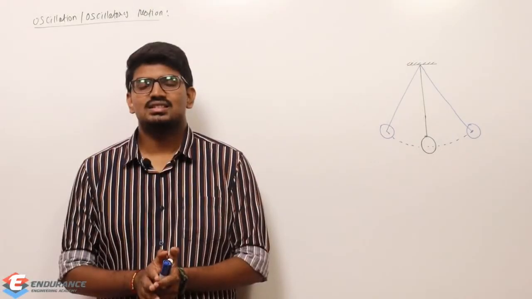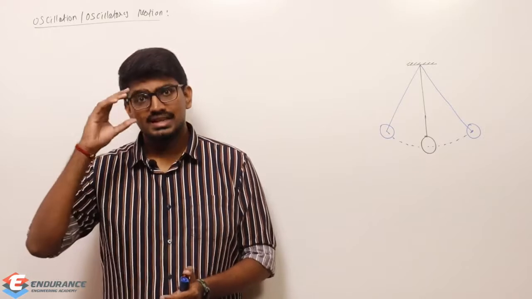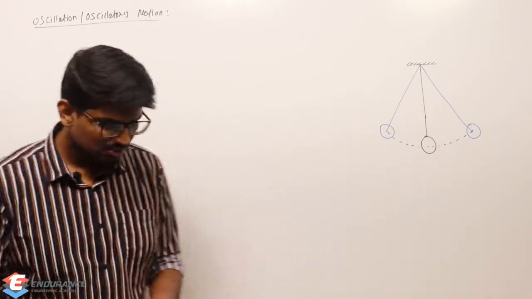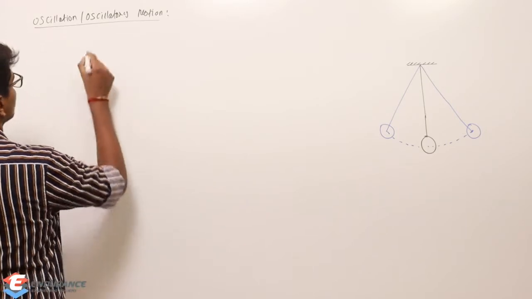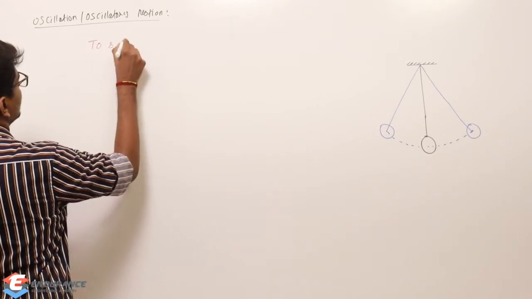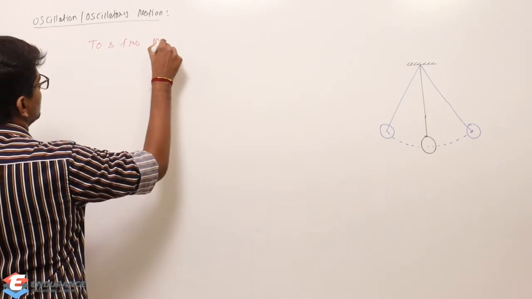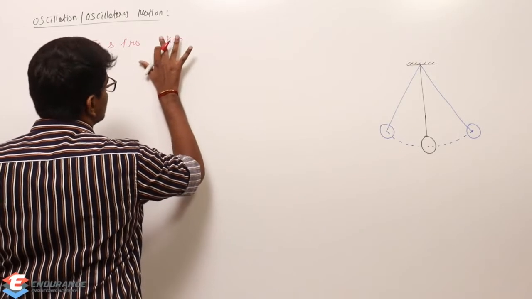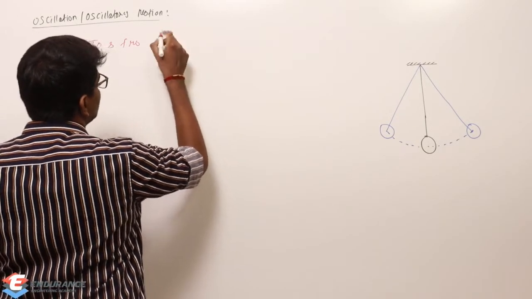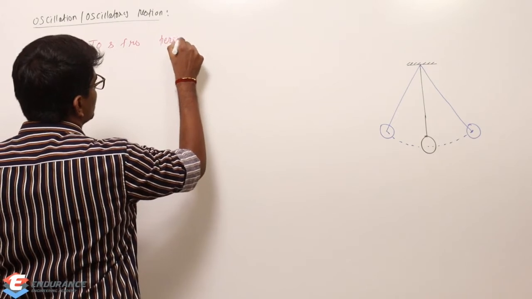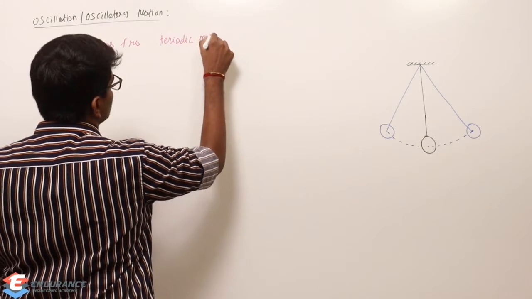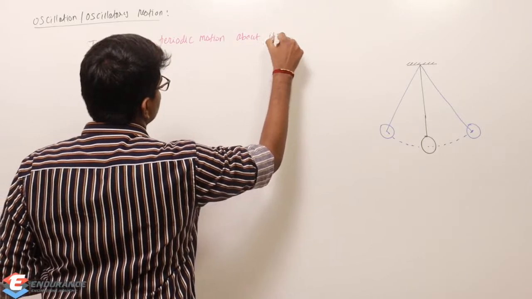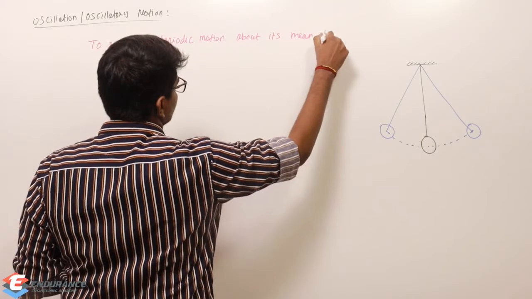So let us understand what is meant by an oscillation or oscillatory motion. Let me give you the definition, then I will explain. To and fro periodic or harmonic motion about its mean position.